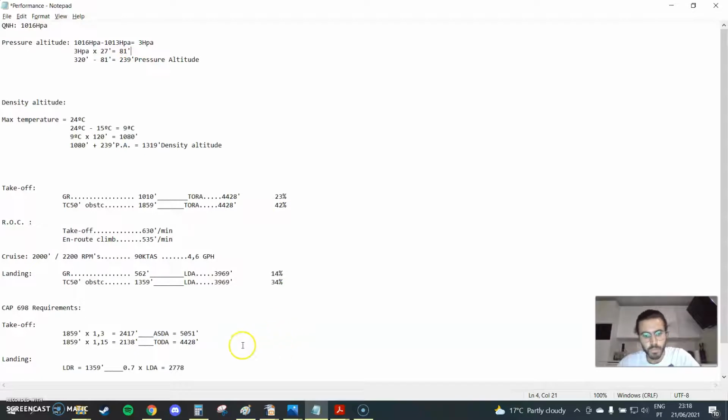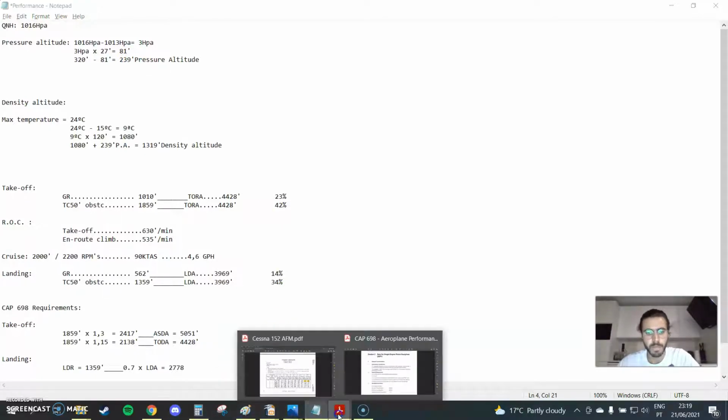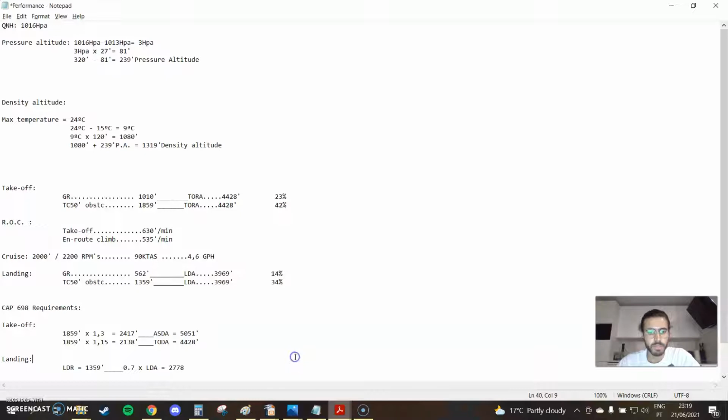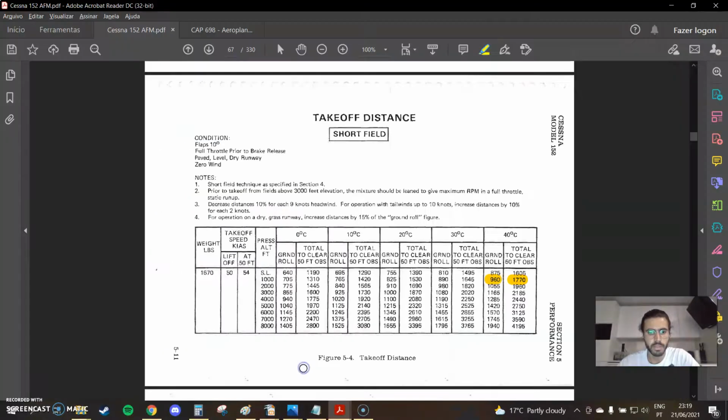So now when I come to my, whoops, why can't I access it? Okay, so now when I come to my graph, I already know that I'm going to use 239 feet, which is closer to sea level. So now we have the pressure altitude. We'll need to discover the temperature. Okay, how do we do this?